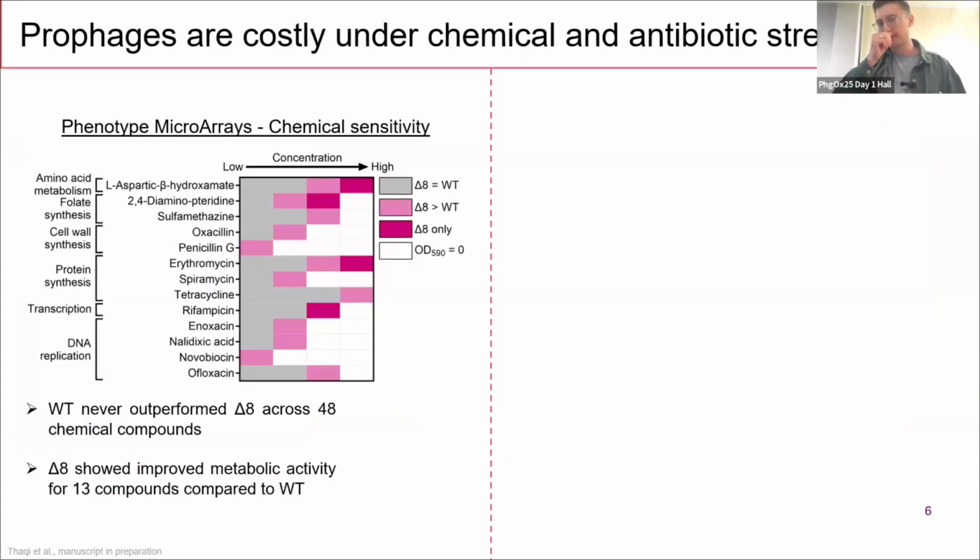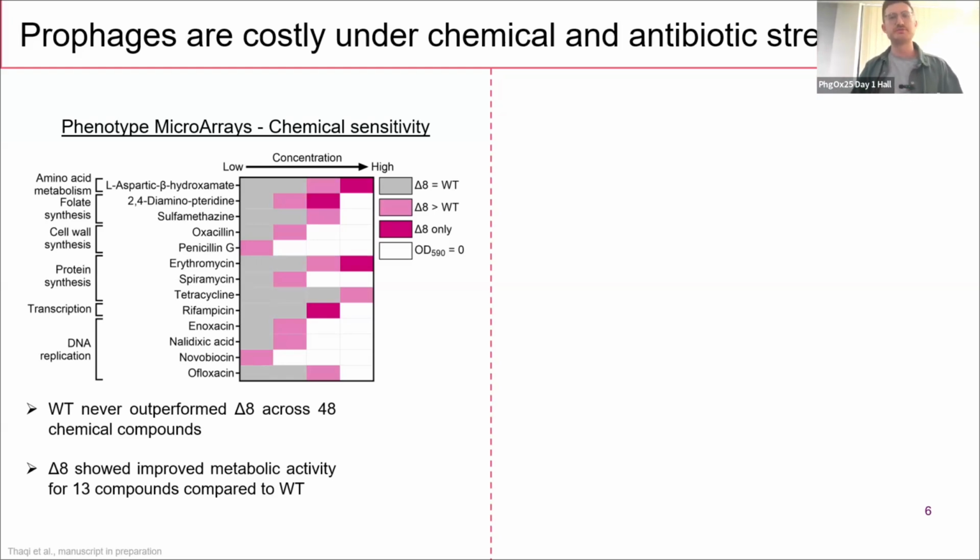So first, we looked into the contribution of prophages to chemical tolerance or resistance. For that, we used so-called phenotype microarrays. Some of you might know what they are. It's basically like 96 well plates, where each well contains a different compound or the same compound in different concentrations to just get a broad overview of which phenotype they might influence or not.